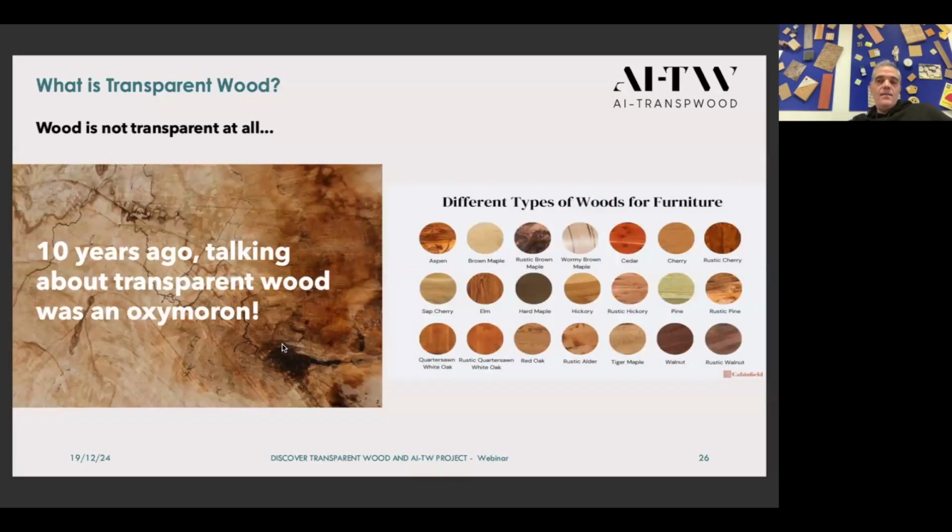If we look at any sample of wood, well, there's no choice to have transparent wood. You see some very small cycles with different types of wood. And so about 10 years ago, thinking about transparent wood was a sort of nonsense, an oxymoron.